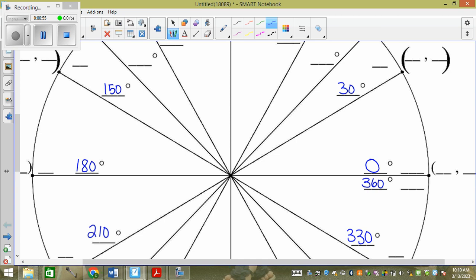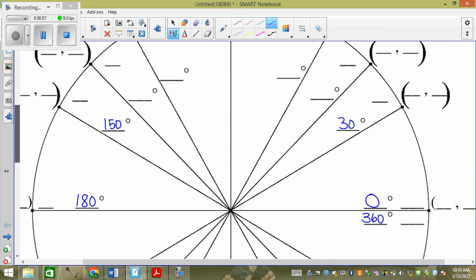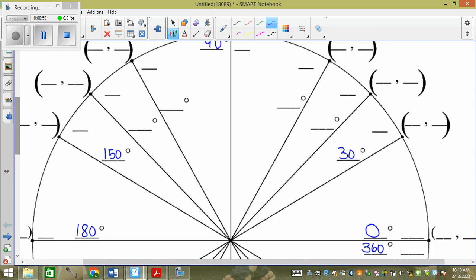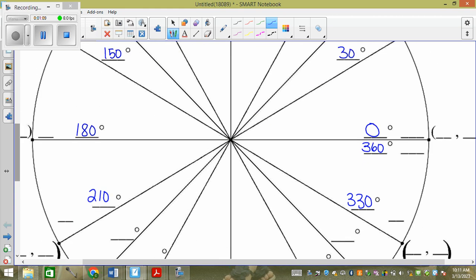Cool. We did all the 30s. Now we do the 45s. Ready? This one's 45. This one is 45 less than 180, which is 135. And this is 45 more than 180, 225. And this is 45 less than 360, 315. What's the only angle I have left? 60.